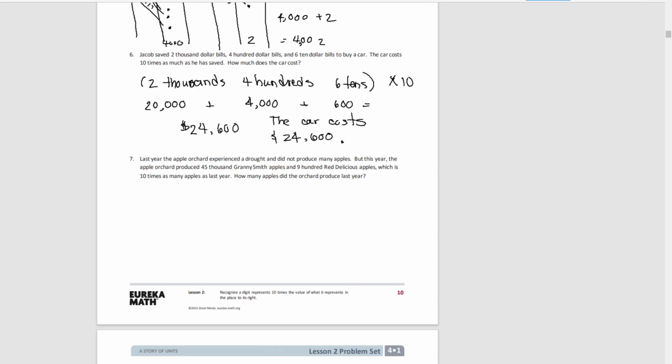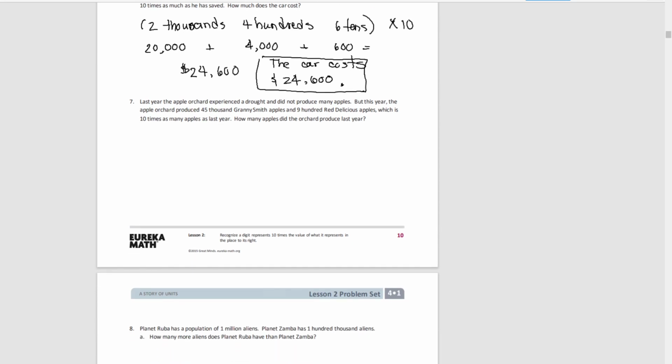Instead of an equation, you could also show this in a place value chart, whatever works for you. Remember to answer the question that was asked in a complete sentence. Okay, and finally try number 7.